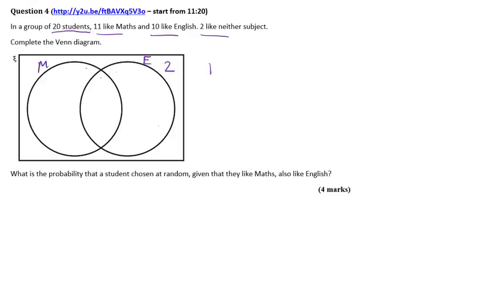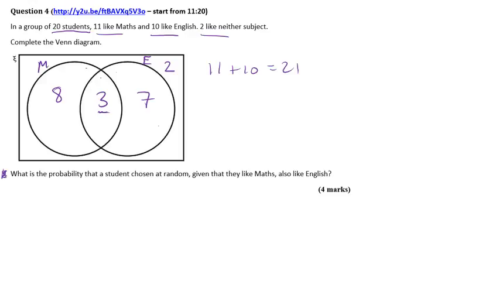Now, if we add the 11 that like maths and the 10 that like English, we get 21. So we should have 18, that's 3 too many, 3 who have been counted twice, so they must go in the middle. So 11 overall liking maths, well, we've got 3 here, so it must be 8. 10 like English, got 3 here, so it must be 7. And if we add these all up, they should come up to 20, which they do.